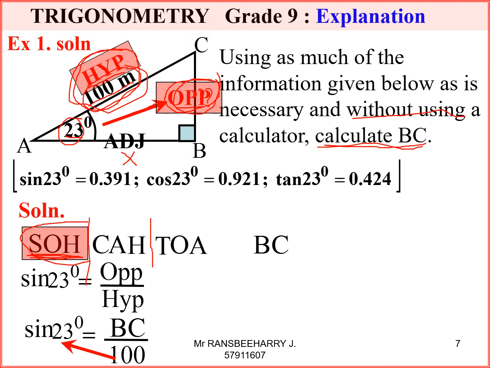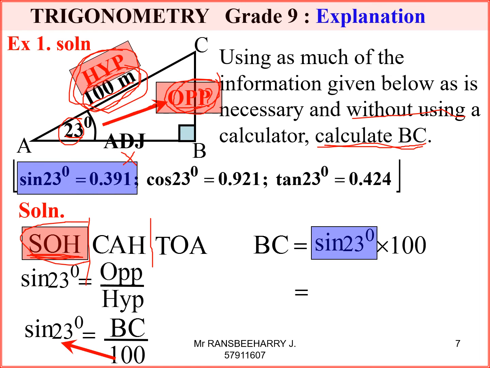Now to find BC, we cross multiply 100. So divided by 100 on the other side becomes multiply by 100. So BC is sine 23 times 100. Now sine 23, we do not have a calculator, so the calculator value is given. We have to choose here sine, cos, or tan. So here we have decided to use sine.